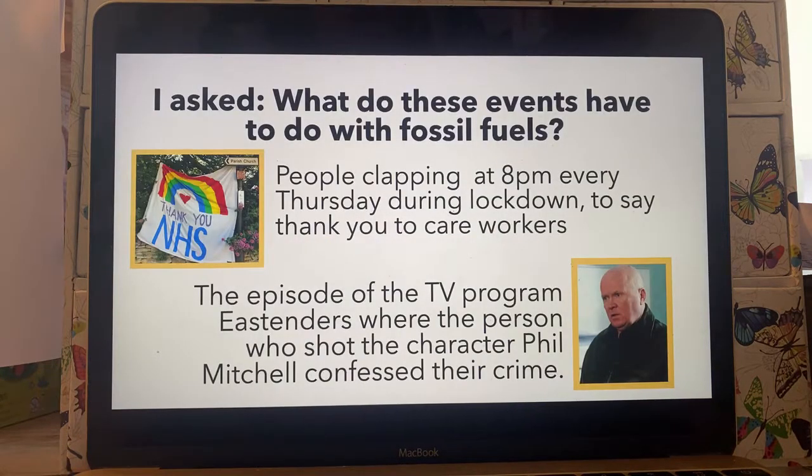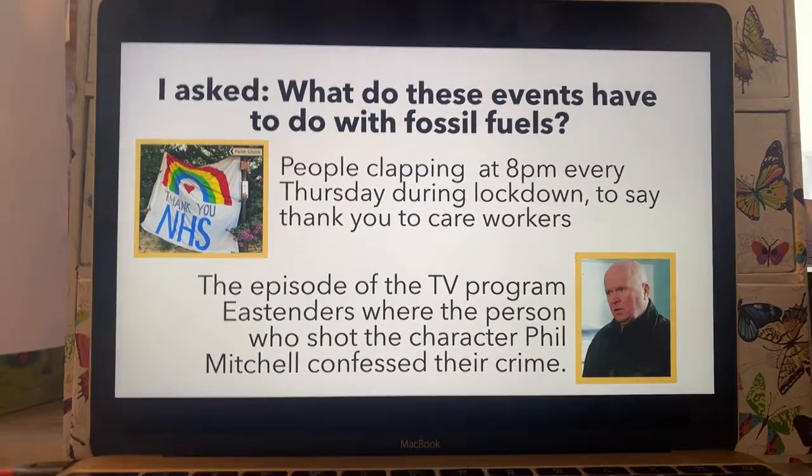All right, so I asked, what do these events have to do with fossil fuels? Was people clapping outside their house at 8 p.m. every Thursday during lockdown and a famous episode of EastEnders? What do they have with fossil fuels? Well, we all like to imagine, don't we, that we're all special and unique and individual, but we're not. We're behaving exactly the same as everyone else in our country all at the same time.